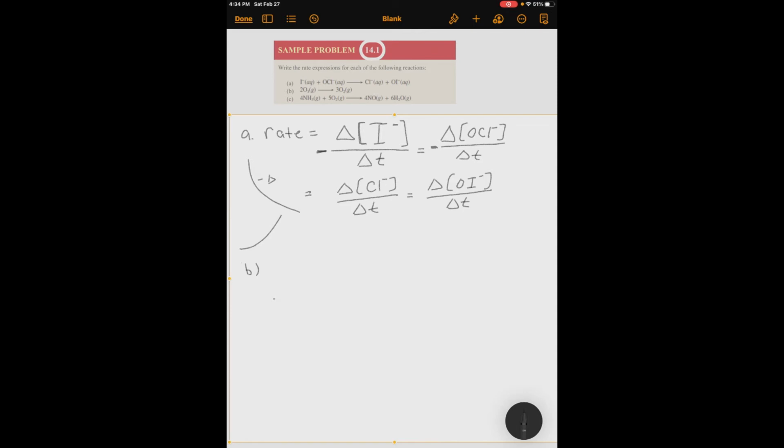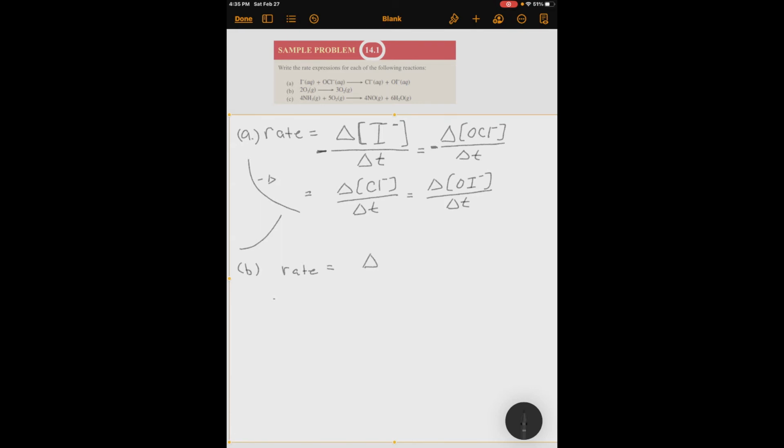In part B, it's a little different here because notice the coefficients are not 1. So what happens is when the coefficients are not 1, we want to take that into account. And the way that's done is by writing it just like we would.